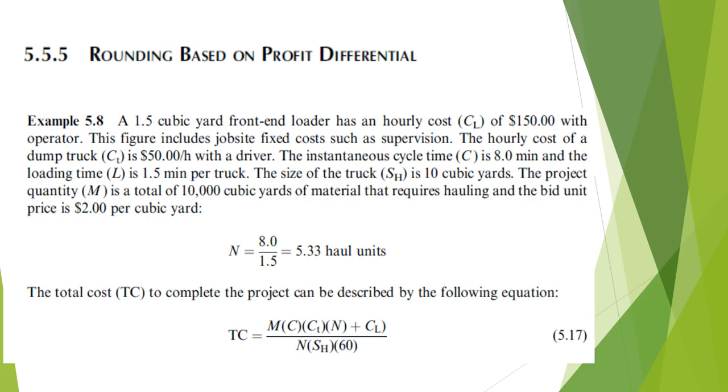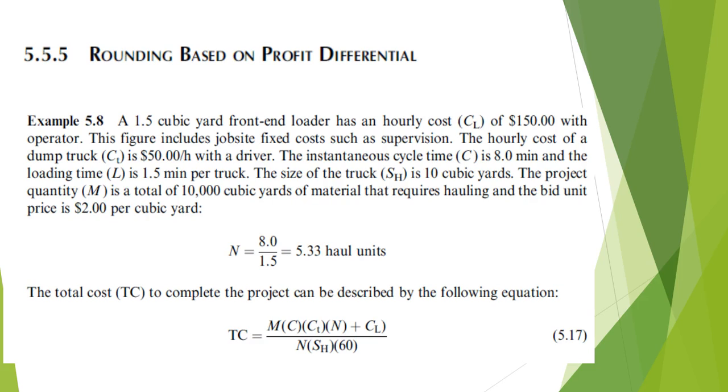And you have an instantaneous cycle time, C of 8 minutes, and the loading time is 1.5 minutes per truck, and the size of the truck is 10 cubic yards. And if you have 10,000 cubic yards that you need to haul, and the bid unit price is $2 per cubic yard, first of all, what you need is to figure out N, the number of haul units, and that goes to the cycle time, 8 minutes, and the loading time, 1.5 minutes, right? N equals 8 divided by 1.5, or 5.33 haul units.